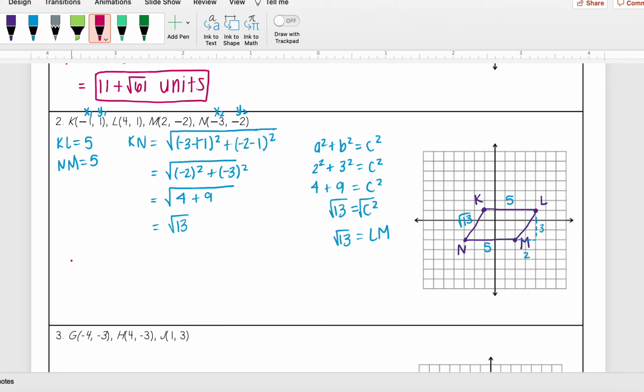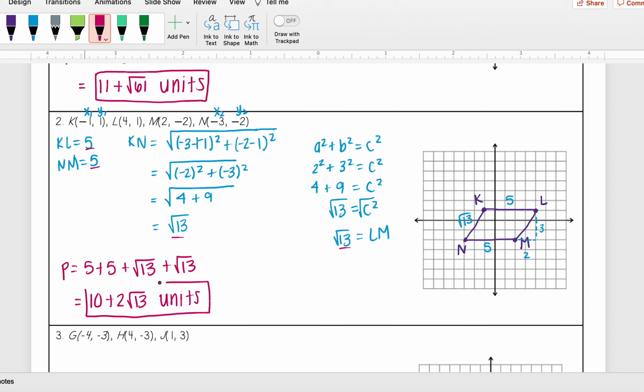And so that means that my perimeter is going to equal adding all 4 of these lengths up. So I have 5 plus the square root of 13 plus the square root of 13. So 5 plus 5, I get 10. Square root of 13 plus square root of 13, I get 2 square root 13 units.